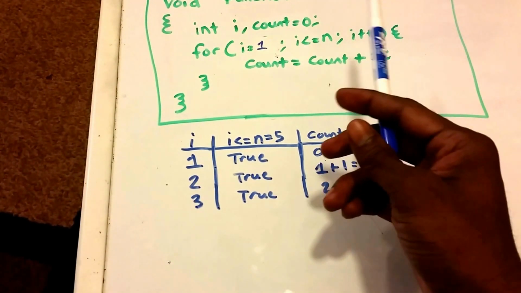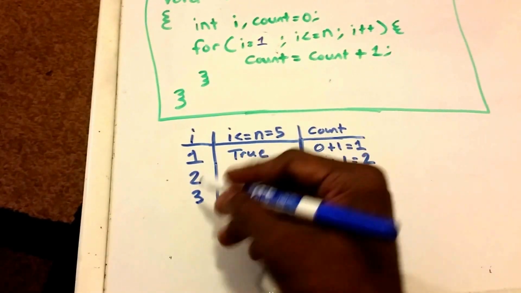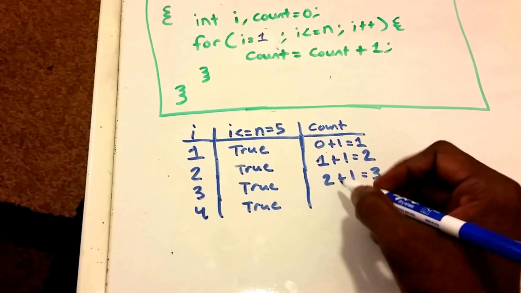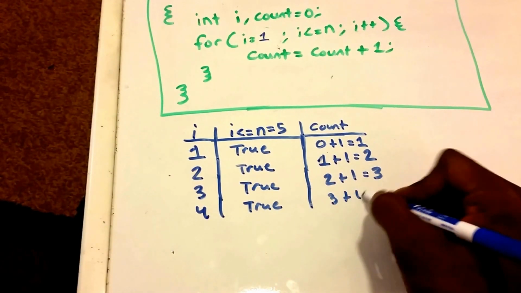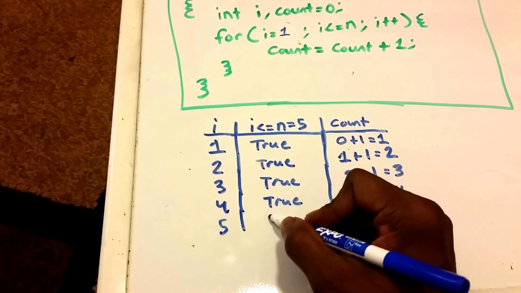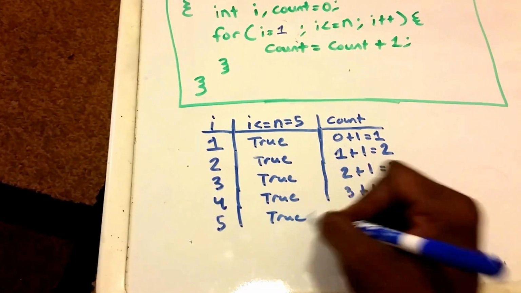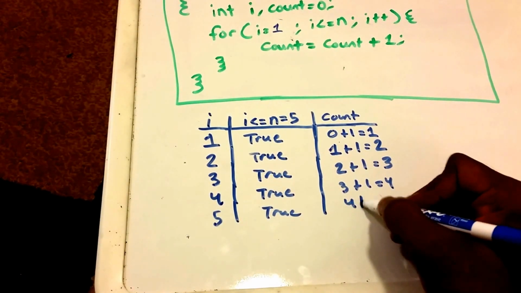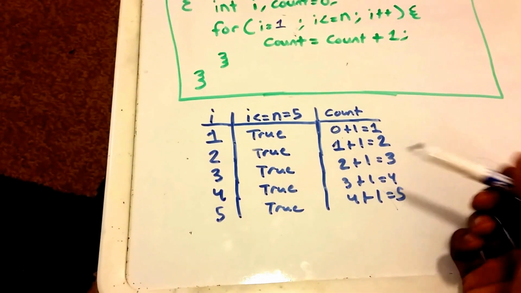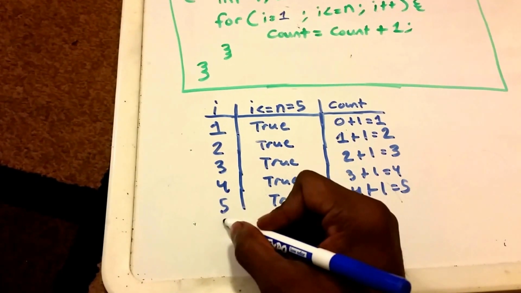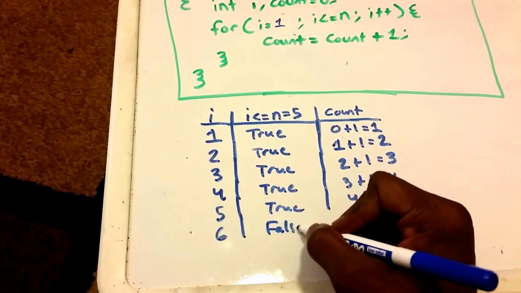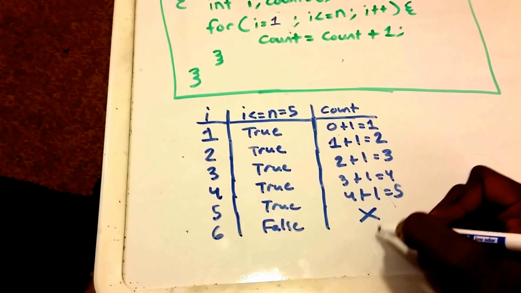So now our i increments to 4. Is 4 less than or equal to 5? Yes, true. So then we get 3 plus 1, which equals 4. And then i increments, we get 5. Is 5 less than or equal to 5? Yes, that's true. So then we get 4 plus 1, which equals 5. And then our i increments, so we get 6. Is 6 less than or equal to 5? That's false. So we never go here.